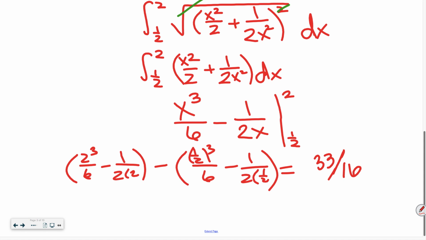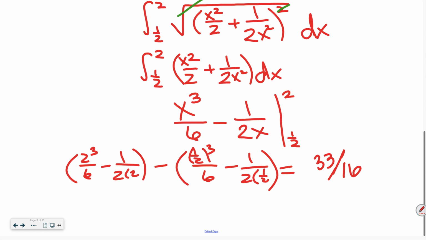I'll save us some time. It's 33/16. Plugging in that 1/2 isn't really fun. Doesn't it give you 47/48 or negative 47/48? No, the 1/2 would give you 1/48, and then minus 1 is negative 47. Okay, so I did that right. That's good. But then you have to make a common denominator, and we'll just save some time.